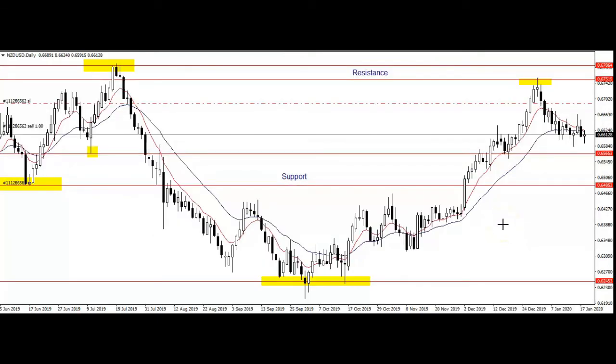Here we have the New Zealand dollar, US dollar. As I said last week, my bias on this pair remains bearish. The overall trend is bearish. As I said last week, we have resistance up here at 67864, around that area, and resistance here at 67515. We remain bearish on this pair as long as price stays below this 67864 resistance area.